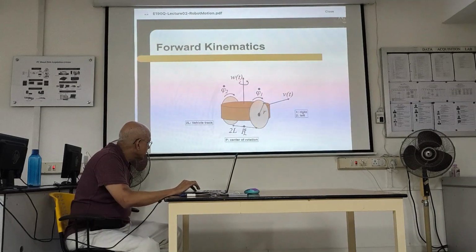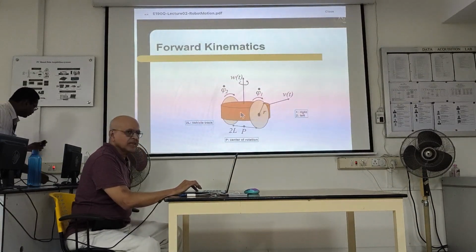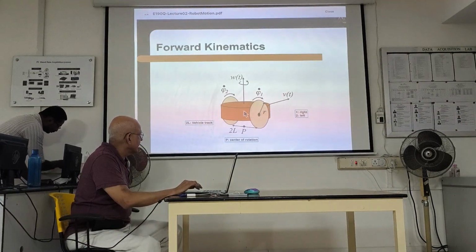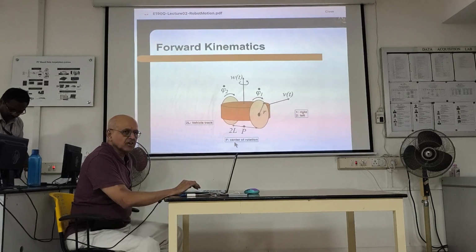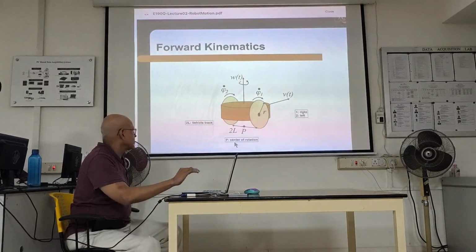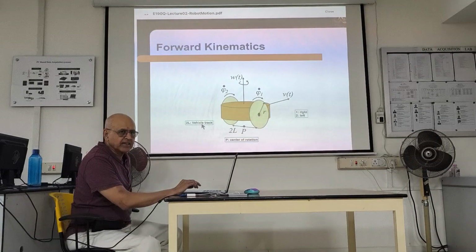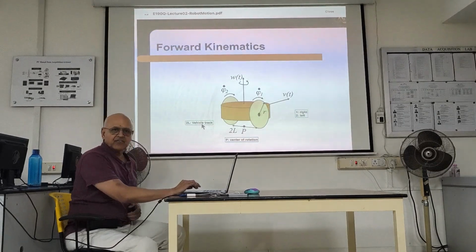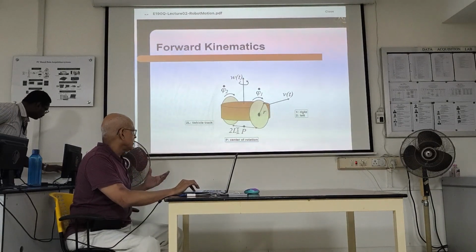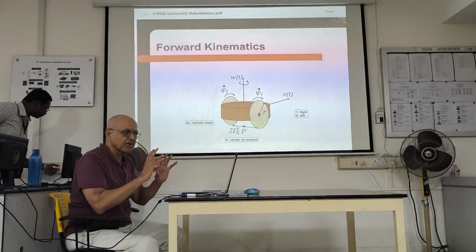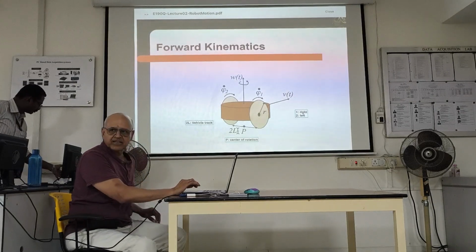This point P is not on the ground. It's actually up here between the two wheels. So if there is an axle connecting them, it's exactly the midpoint of the axle. This is called the center of rotation for a reason. You'll see why. And this dimension, 2L, the technical term for that is the track of the vehicle. Some books call the whole thing L, some books call it 2L. So if you read something in a book, you have to check what notation it's using.